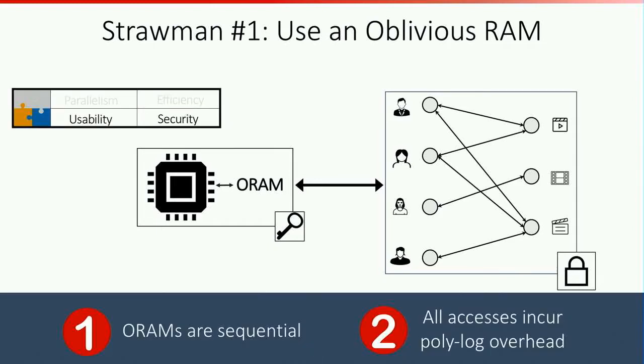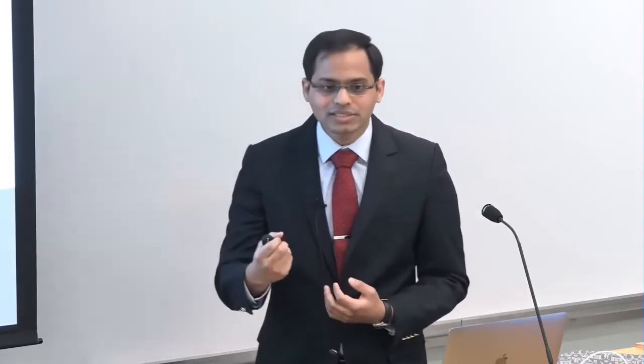And it is usable because I can use this with any program that I like. But the problem is that Oblivious RAM constructions tend to be sequential. That is, you cannot easily parallelize it. And a much more subtle constraint that comes into picture is that once your data is in an ORAM, all subsequent accesses will incur a polylogarithmic overhead.